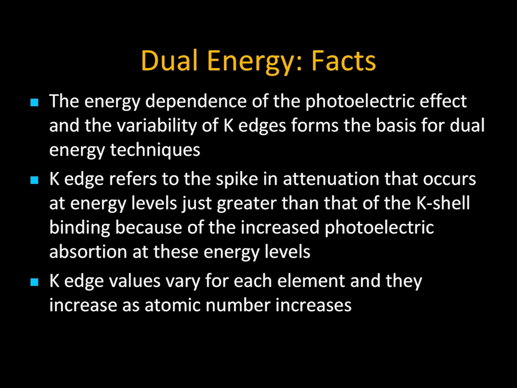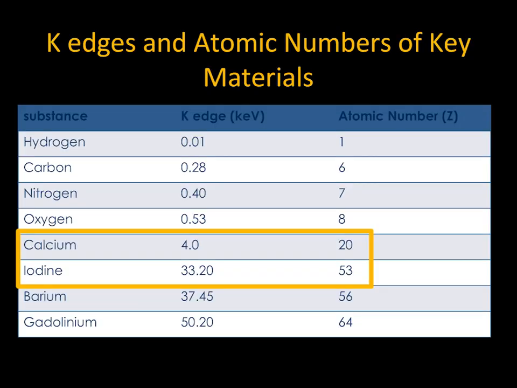Dual energy is something that's been around for a while, typically not used all that much because it was only on the high-end scanners, but it's getting down to lower scanners, and people are using it more. With dual energy, what you're trying to do is, because of the dual energy, the K-edge refers to the spike in attenuation that occurs at energy levels just greater than that of the K-shell binding because of the increased photoelectric absorption at these levels. What this means is that different elements have different energies, and so you could separate things like contrast from bone and contrast from calcification.